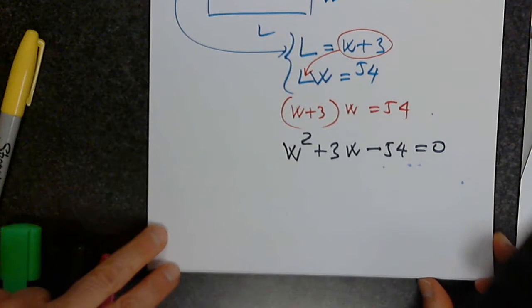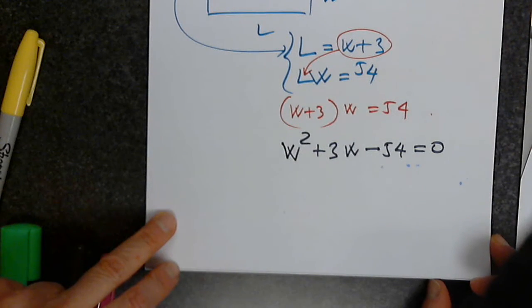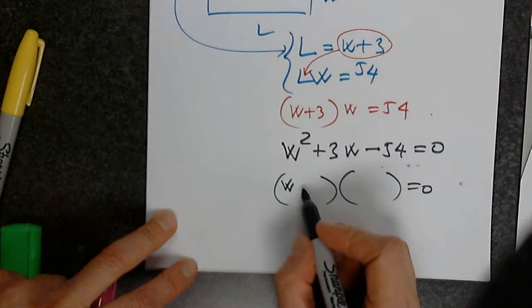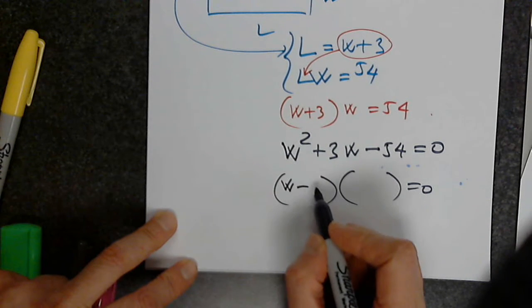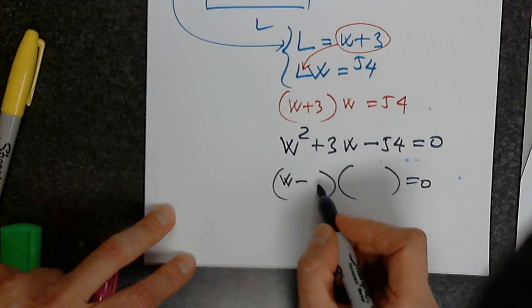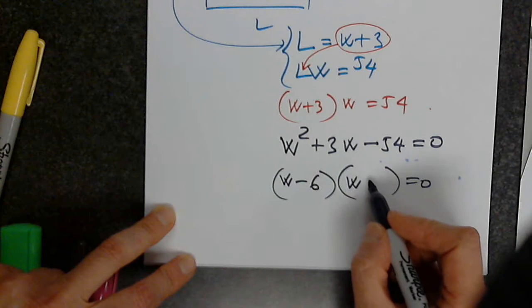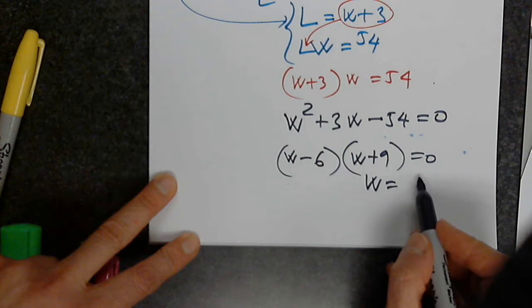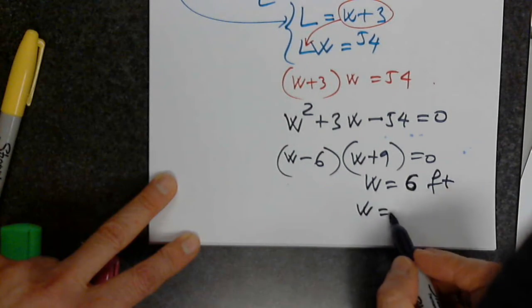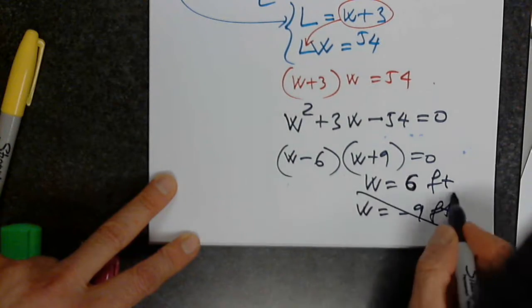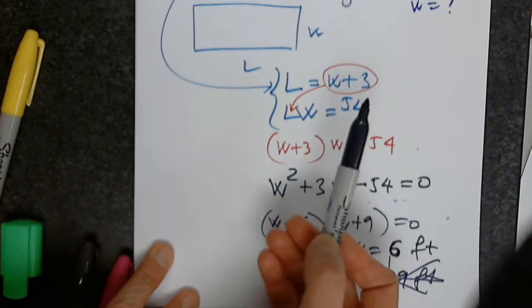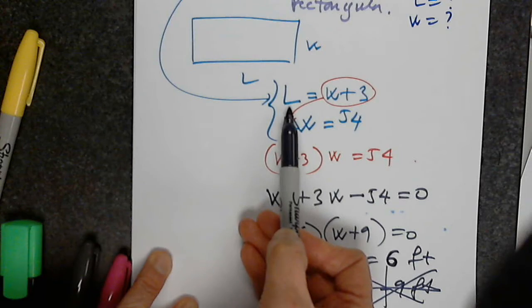But very good. So W, I can't because it's positive 3. And W, good. So then W is 6 feet, or W is not possible. So then if W is 6, how much is L?